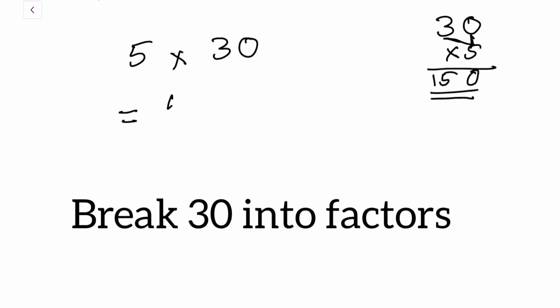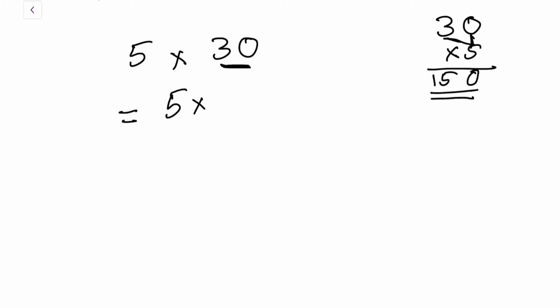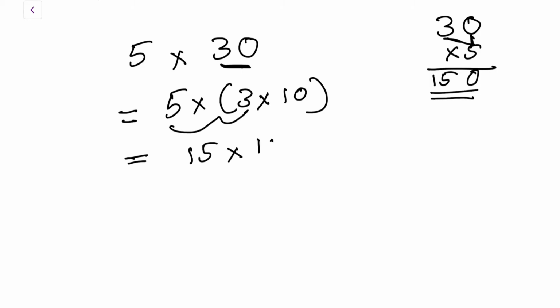Can you see? 30 can be written as 3 into 10. That's right. 3 into 10 is 30. Now it's easy. 5 into 3 is 15 into 10. What is a number multiplied by 10? The number itself, 15 followed by 0. This is one way to do multiplication when there is a number ending with 0, or 2 zeros or 3 zeros. It's easier to break it into factors and do the multiplication. I'll show you with another example.